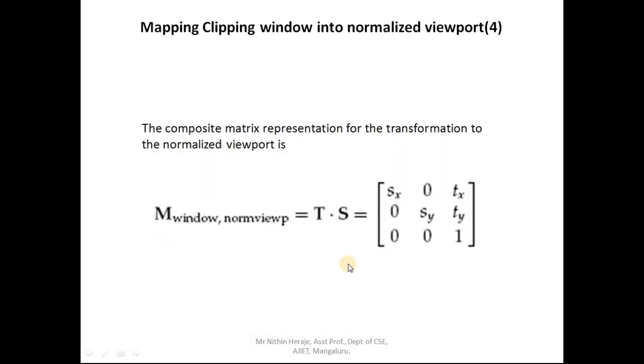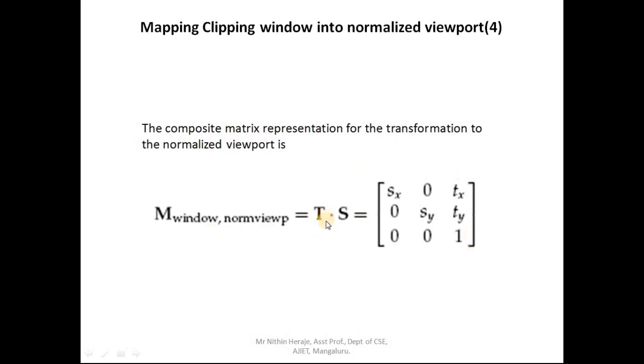Now here is the composite matrix representation for the transformation to the normalized viewport. This matrix is important. You should remember this matrix.